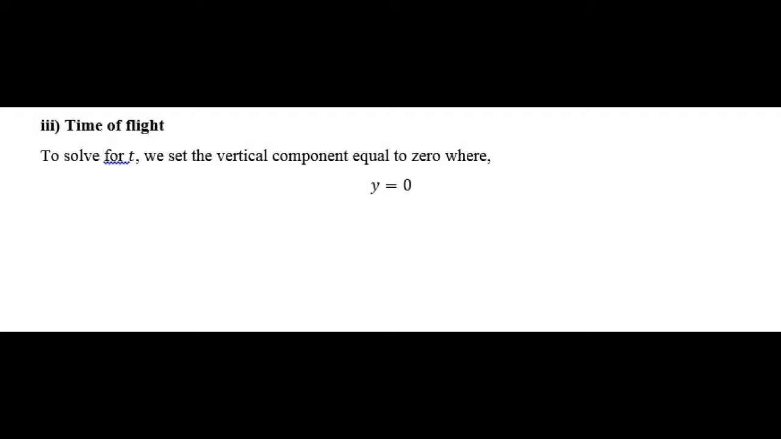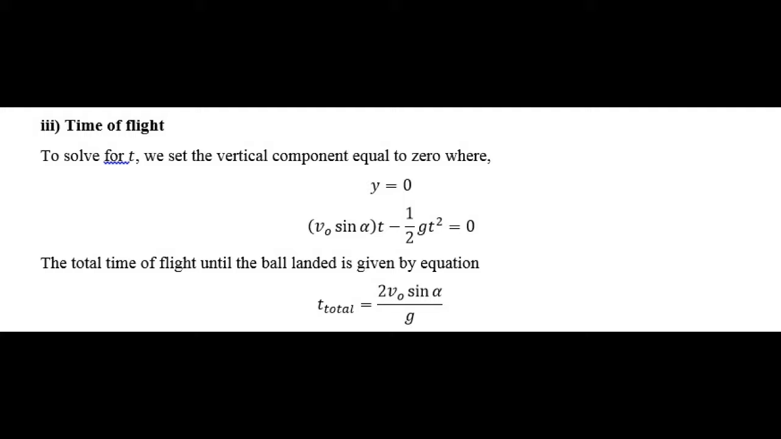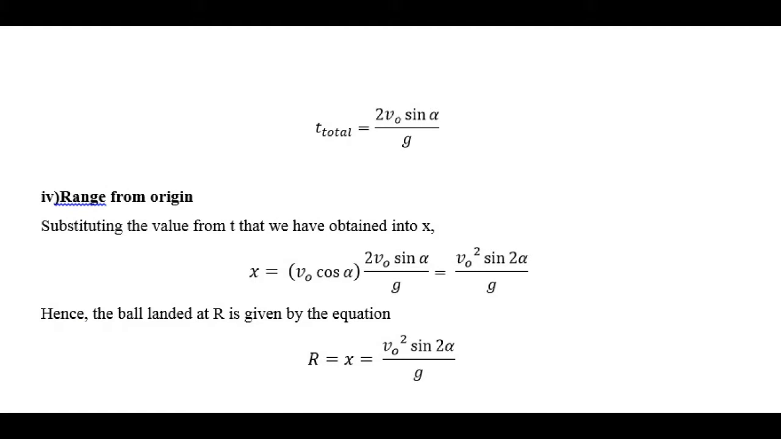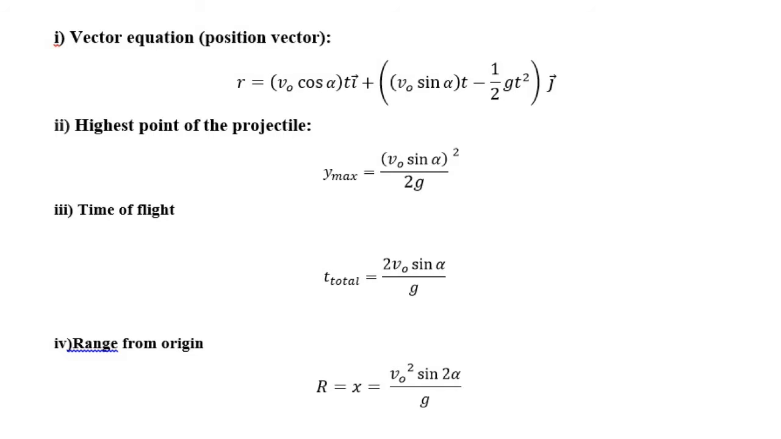Next, to calculate the time of flight, we must set the vertical component equal to 0, where y is equal to 0. Then by rearranging the equation, we can get the total time of flight. Lastly, range from origin. The total time that we have obtained can be substituted into x to obtain the range. Last but not least, from the graph of the projectile motion, we can obtain four important pieces of information. First, vector equation. Second, highest point of the projectile. Third, time of flight. And lastly, range from origin.